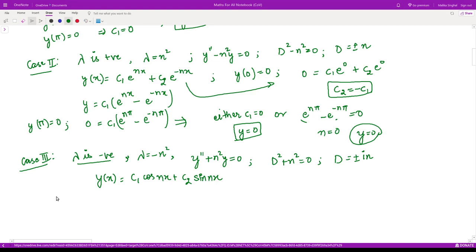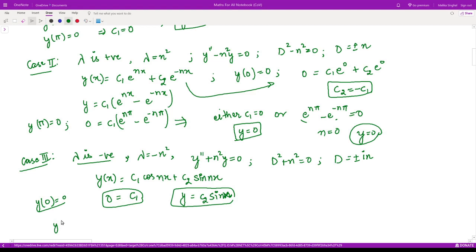So let us solve this using the boundary conditions. We are given y at 0 is equal to 0. So 0 is equal to c1, so c1 is equal to 0. And so our y becomes y is equal to c2 sine nx, right?